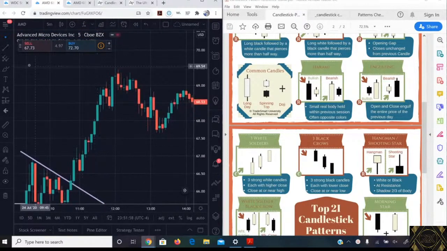Now, what are some things you could have done? If we didn't get in there and we're riding this 3 candlestick pattern up here, what could we have looked at?